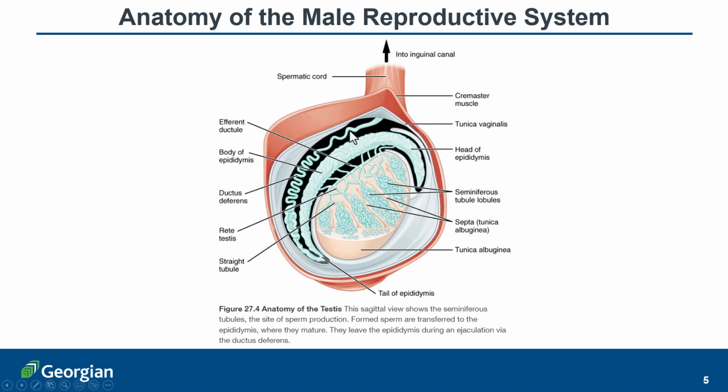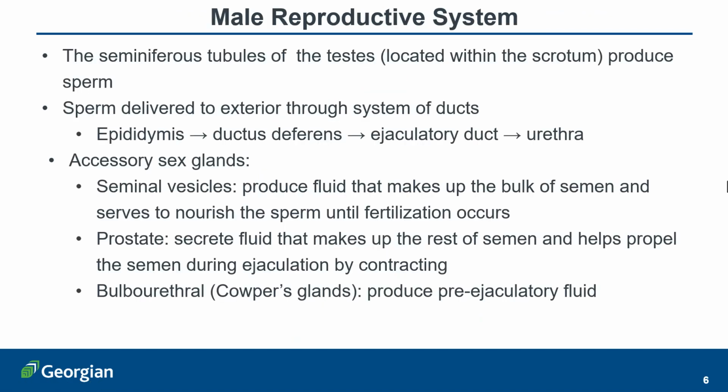The vas deferens or the ductus deferens will then join up with the rest of the spermatic cord, and the spermatic cord is made up of the vas deferens or ductus deferens along with the testicular arteries and veins. That will go into the inguinal canal and then join up with the prostatic urethra, as we saw earlier. Just to summarize, the seminiferous tubules of the testes produce the sperm. We're not going to go through all the steps, but sperm will then be delivered to the exterior through a system of ducts, which includes the epididymis, then onto the ductus deferens, into the ejaculatory duct.